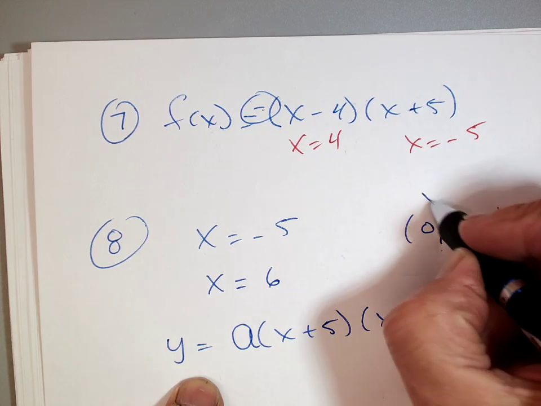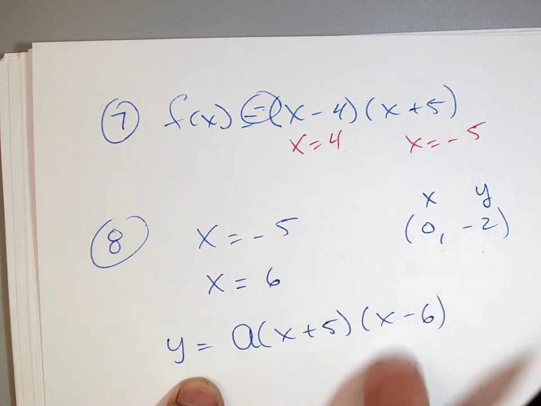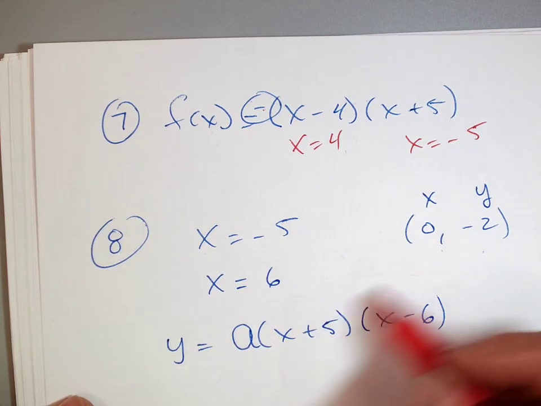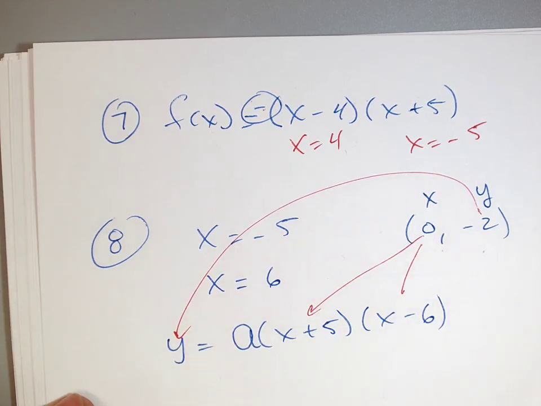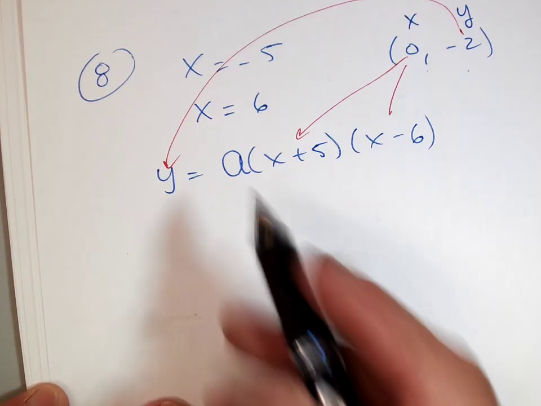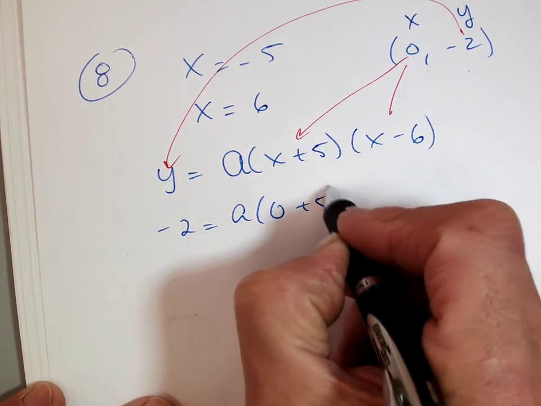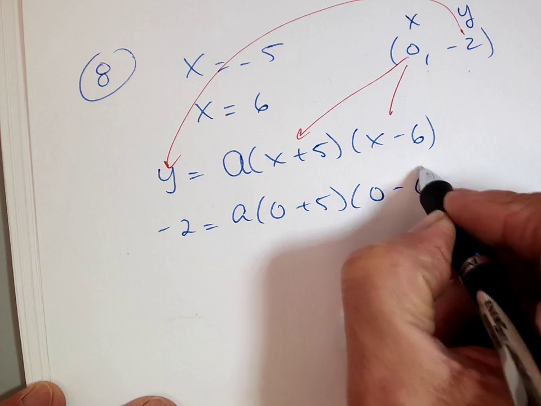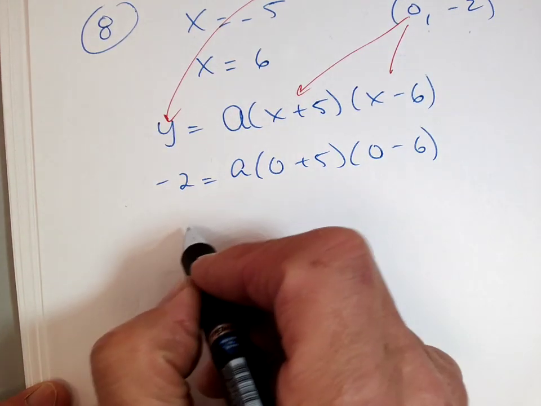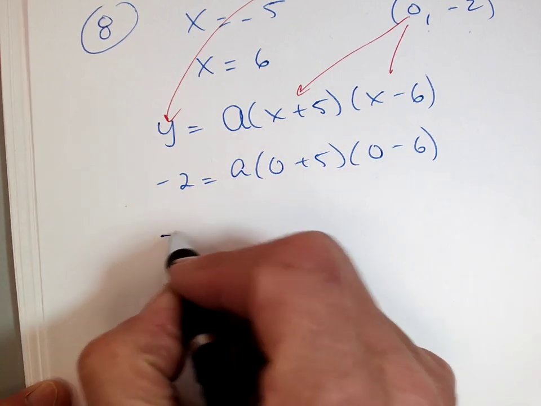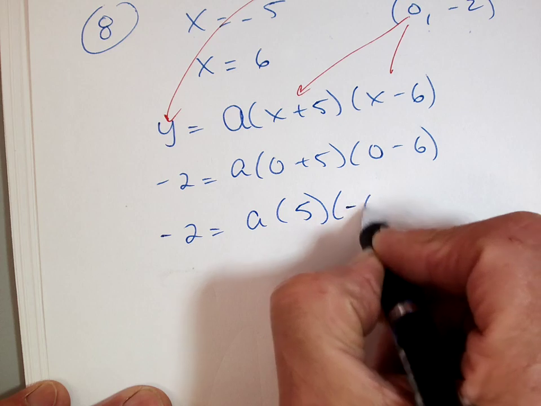So the point 0, negative 2 has an x and a y value. I'll put my 0 in for the x's, and I'll put my negative 2 in for the y. So I'm going to rewrite this as negative 2 equals a times 0 plus 5 times 0 minus 6. I'm going to simplify this. Negative 2 equals a times 5 times negative 6.